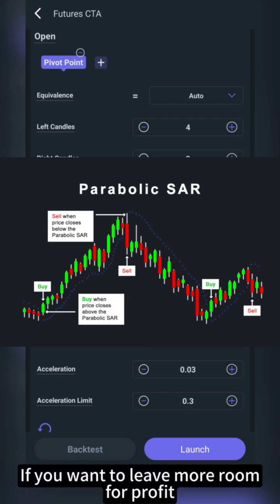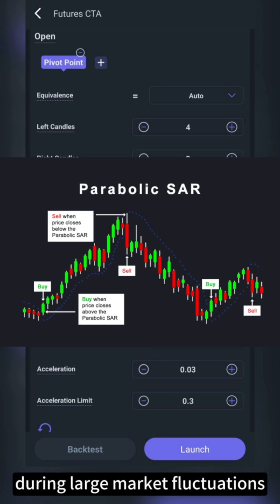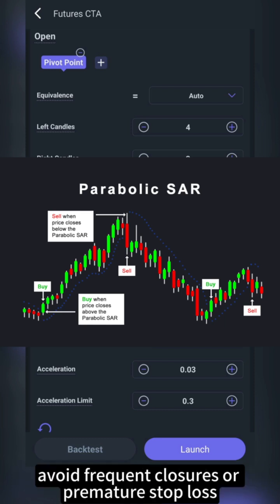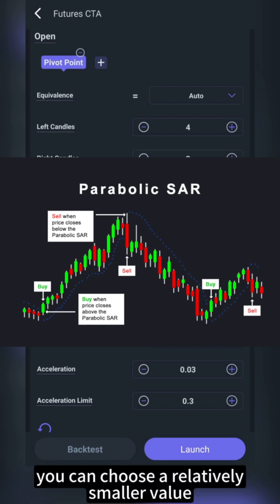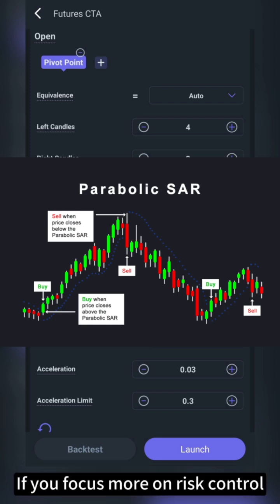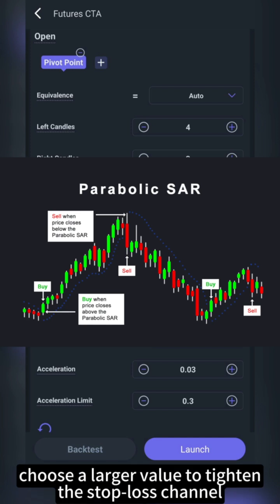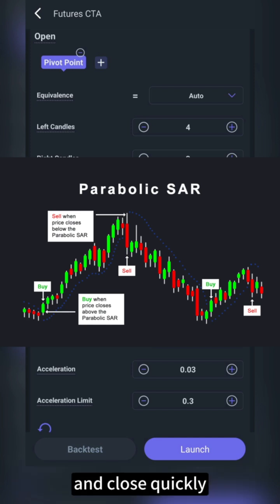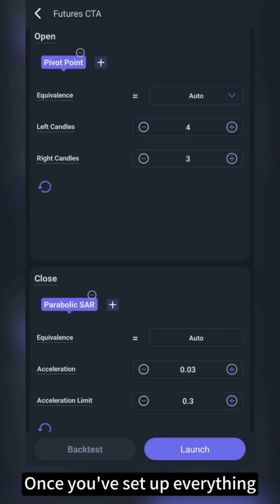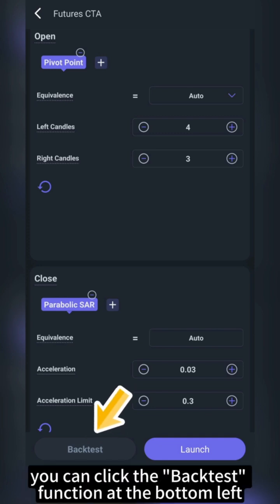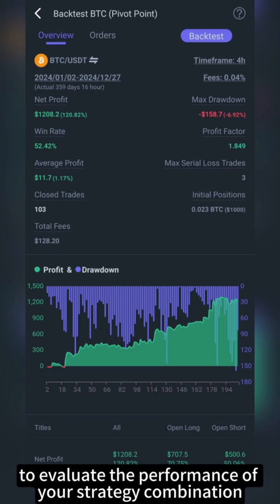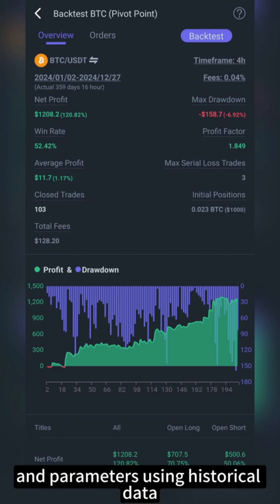If you want to leave more room for profit during large market fluctuations, avoid frequent closures or premature stop-loss, you can choose a relatively smaller value to follow the strong trend. If you focus more on risk control, choose a larger value to tighten the stop-loss channel and close quickly. Once you've set up everything, you can click the backtest function at the bottom left to evaluate the performance of your strategy combination and parameters using historical data.